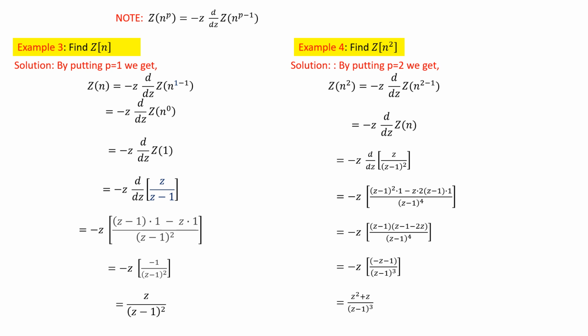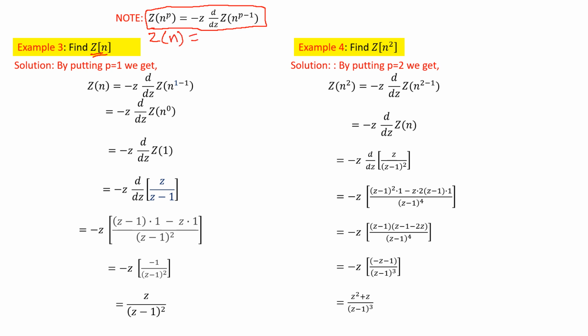Question number 3. Before going to question number 3, we have to remember the rule: Z transform of n to the power p is equal to minus z times the derivative of Z transform of n to the power p minus 1. So let us discuss question number 3. In question number 3, we are asked to find Z transform of n.